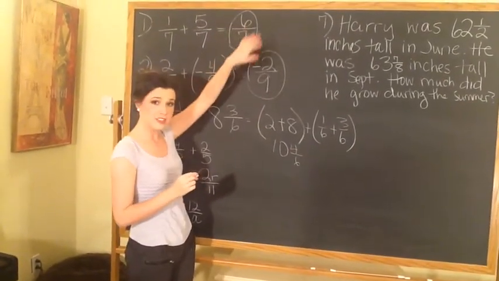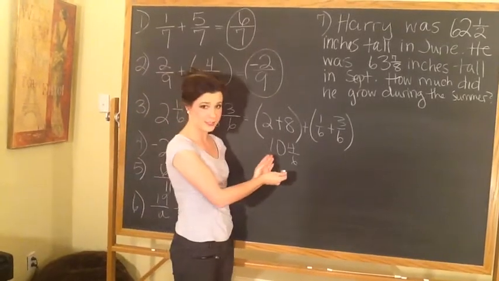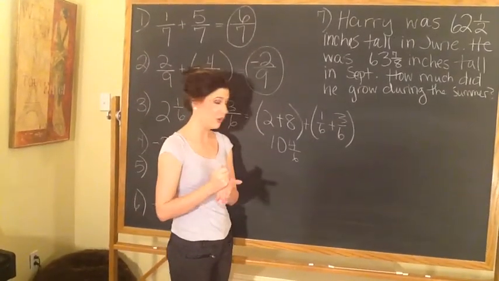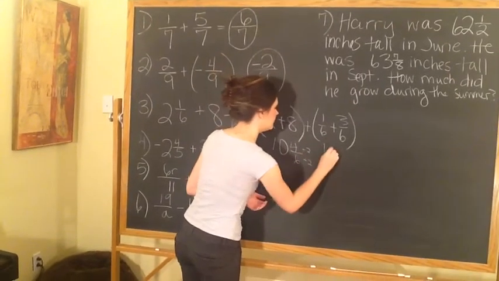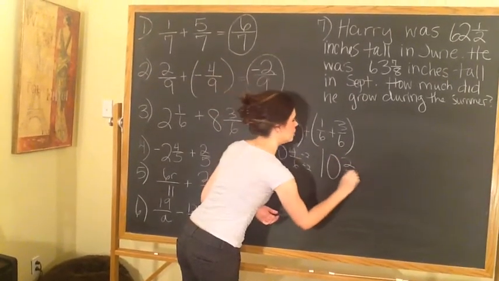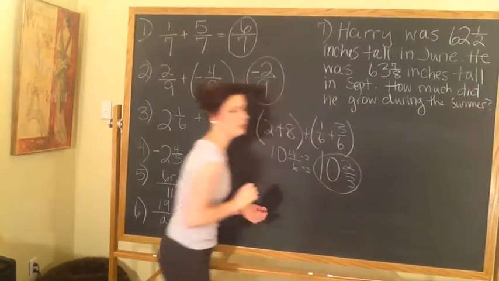Now these two examples did not need to be simplified, but this one does. So always simplify, I tell you that all the time. So let's go ahead and divide out a 2 from both of these. And we're going to have 10 2/3. That will be our final answer.